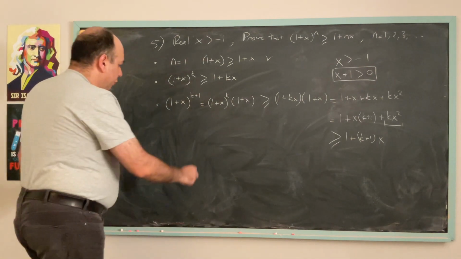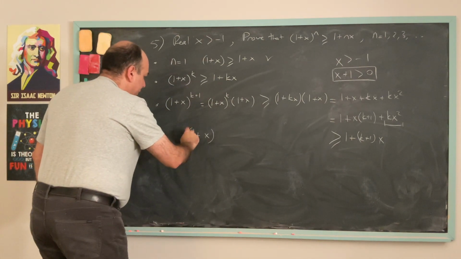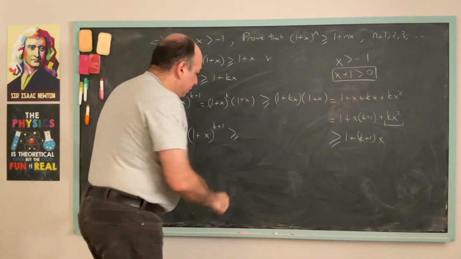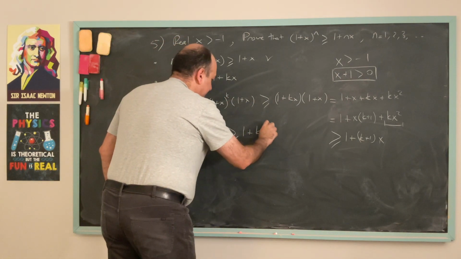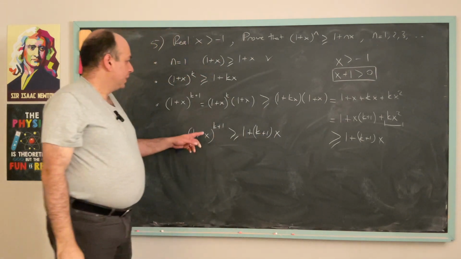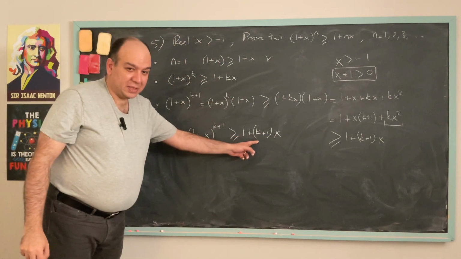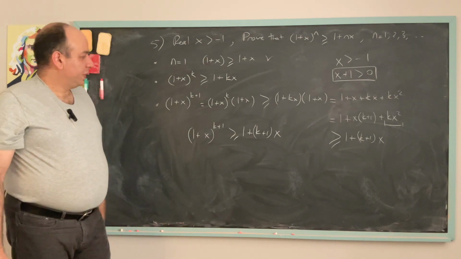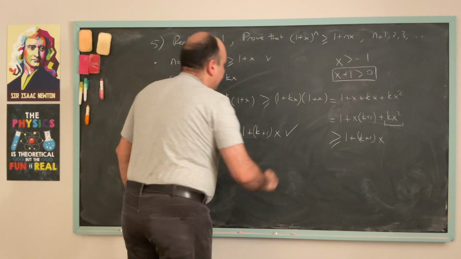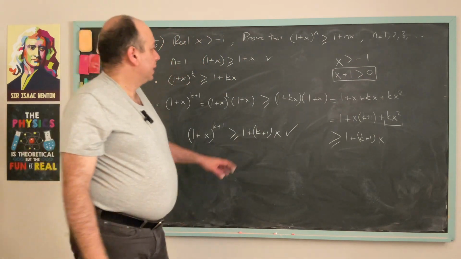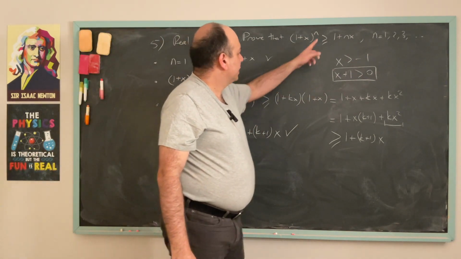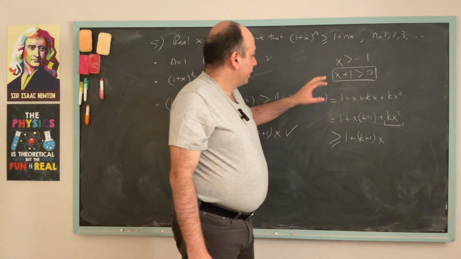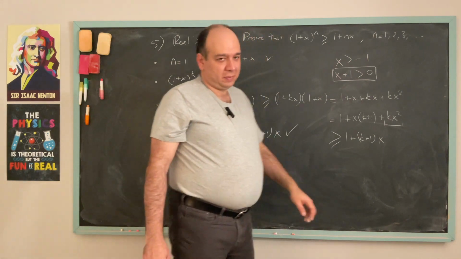Okay? So I show that (1 plus x) to the power k plus 1 is also larger than or equal to 1 plus (k plus 1)x. Okay? So instead of k, I can put k plus 1 here, right? This is the proof. So we are done with this proof as well. This actually proves that due to mathematical induction, (1 plus x) to the power n is larger than or equal to 1 plus nx, requiring that x is larger than minus 1. Okay?